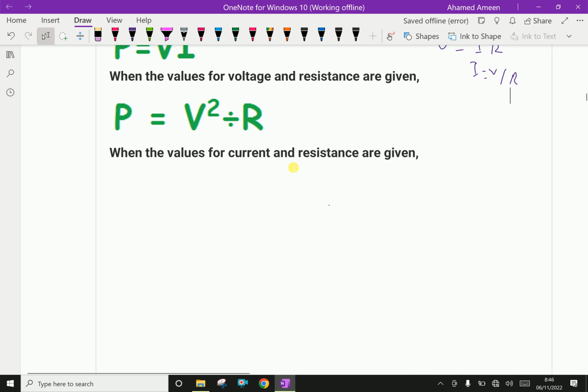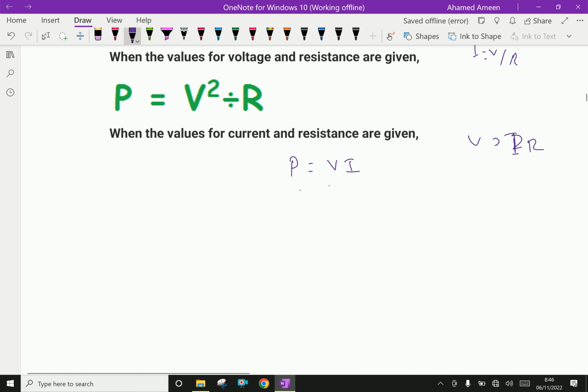Then when the current and resistance are given, suppose P equal to VI, current is given, so we have to substitute voltage, V equal to IR. We substitute the IR value here, that is P equal to I R into I, therefore P equals I squared R.